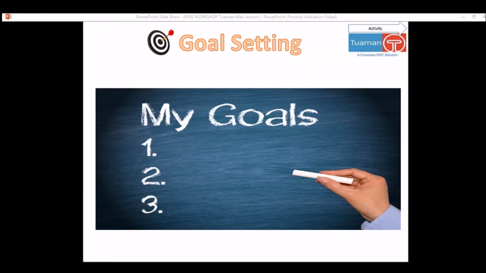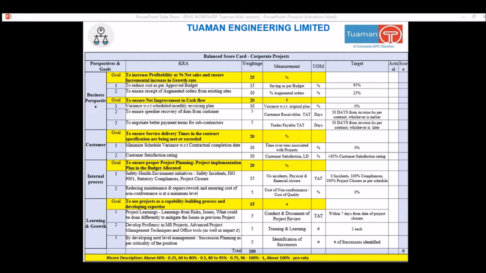So how do you write your goals? The overall goals are already written in the PMS form that we have shared. You have to write down the initiatives attached to each goal. I'm showing you the scorecard of the corporate projects team. The business perspective says to increase profitability, and there are two ways you can do that. One is by reducing cost as per approved budget. The other is to ensure receipt of augmented orders from existing sites.